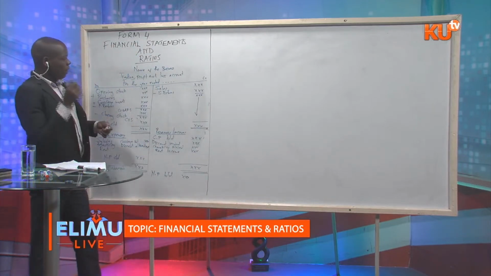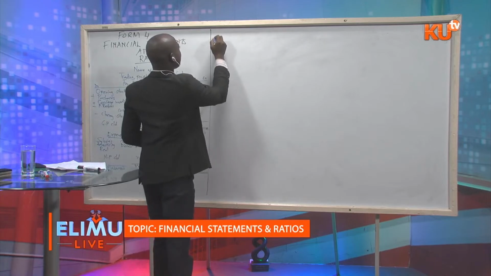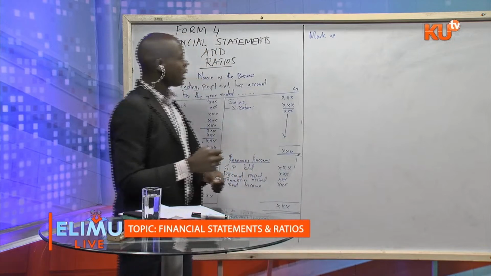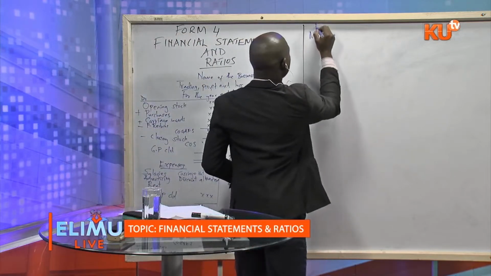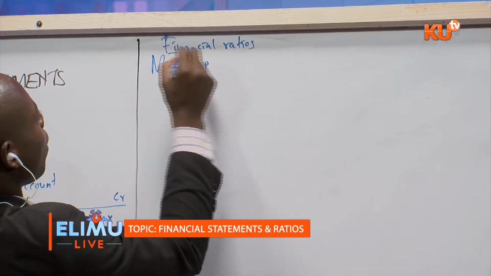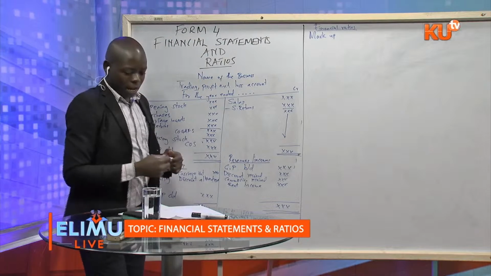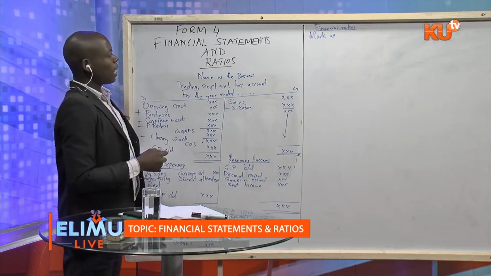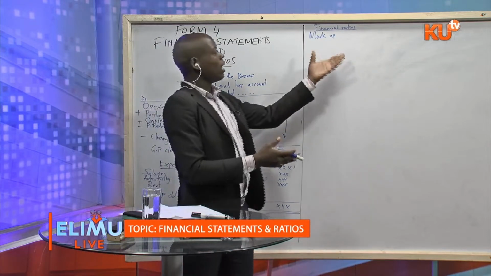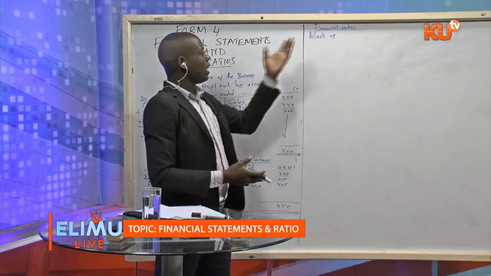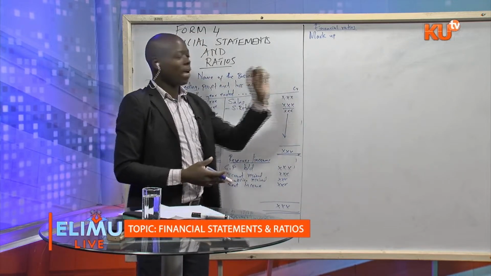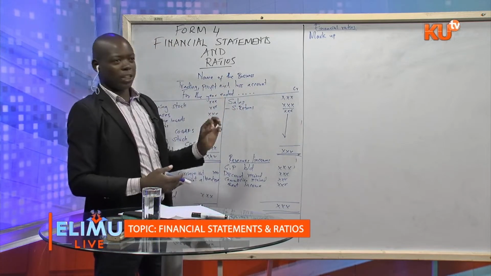Now, the first main ratio that we need to know is what we call markup. That is the first ratio. We can call this one financial ratios. So how do we calculate markup? The explanation of markup as a financial ratio is simply a ratio of the gross profit to the cost of sale. We express markup either as a percentage or as a ratio.